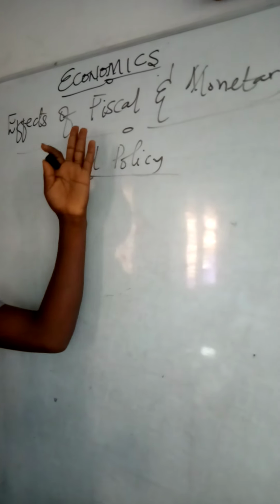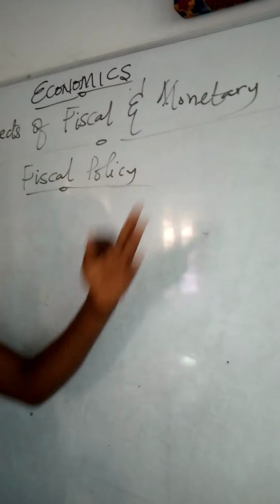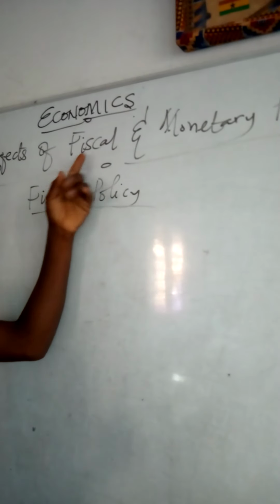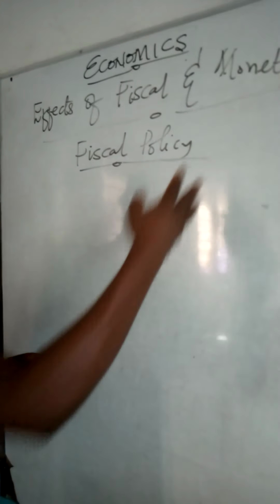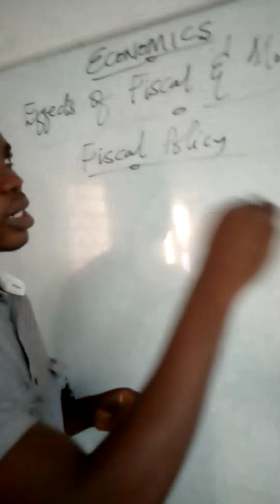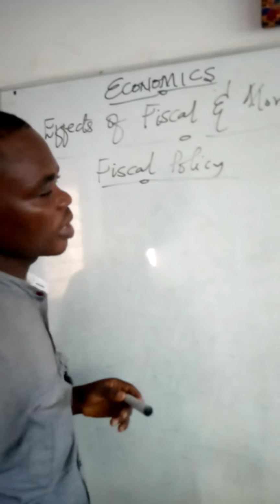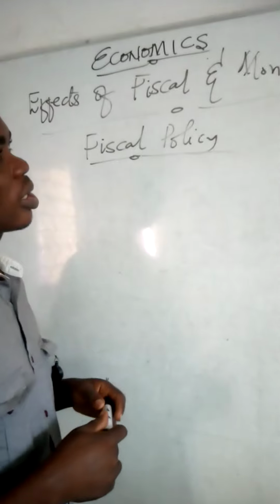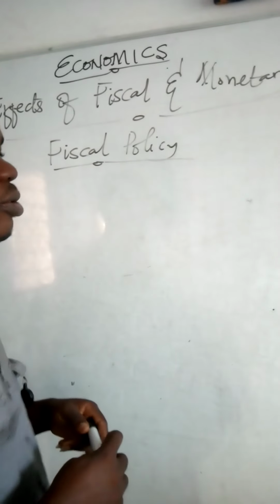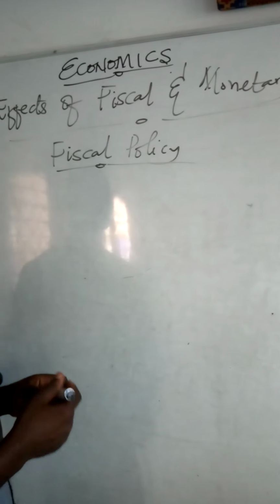Today we are looking at the effects of fiscal and monetary policies. Fiscal policy is managed or undertaken by the government of the day in collaboration with its parliament, while monetary policy is undertaken by the central bank of a country. In the case of Ghana, the central bank is the Bank of Ghana, which we normally refer to as BOG. But first, we are looking at the fiscal policy effects.